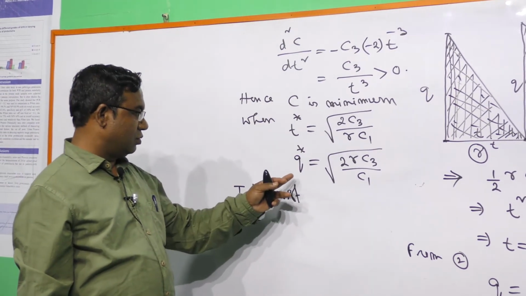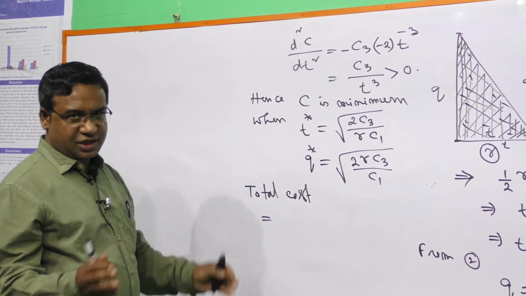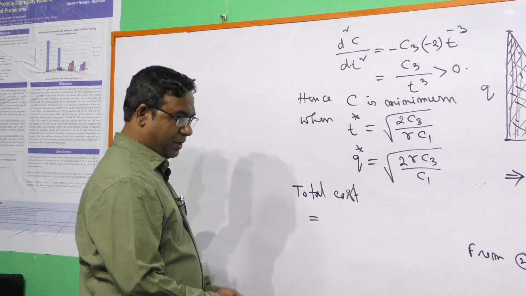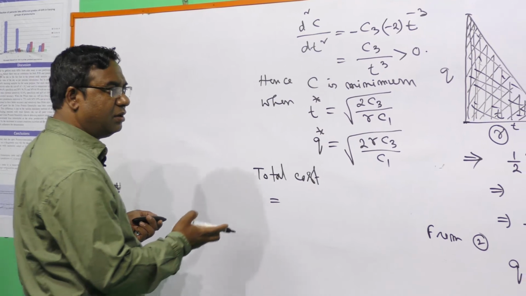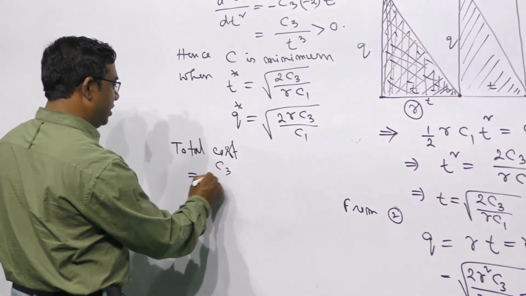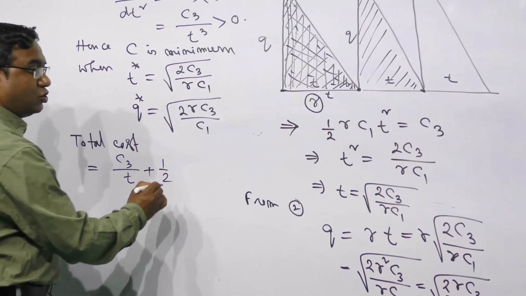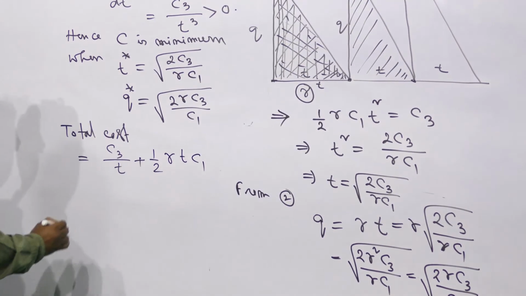So we can find the economic lot size using the below formula. T is the time interval between successive runs, between successive orders. So now we have to find the total cost. Total cost is C3 by T plus 1 by 2 R T C1.